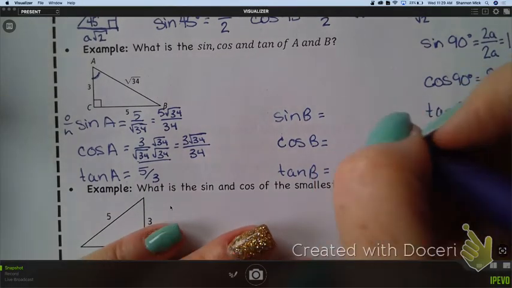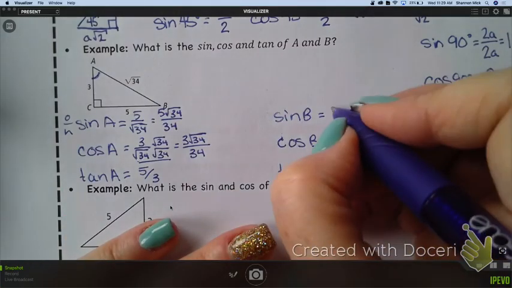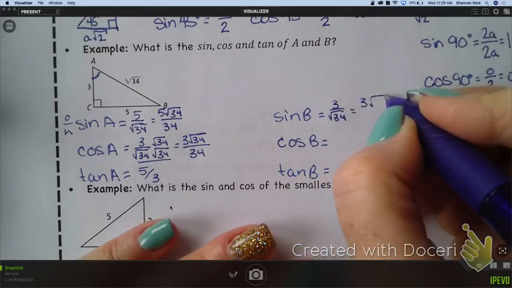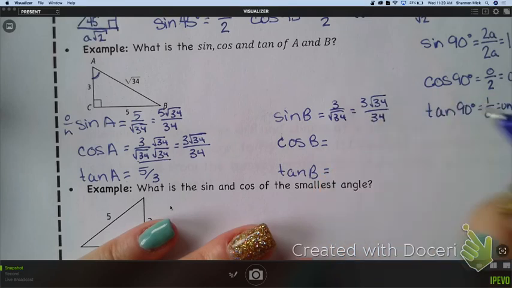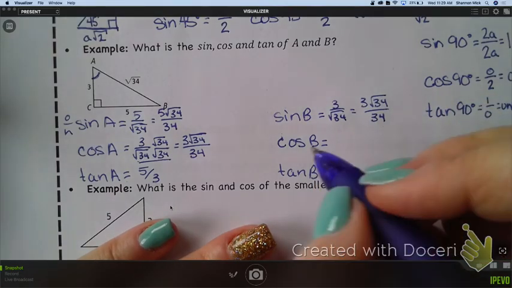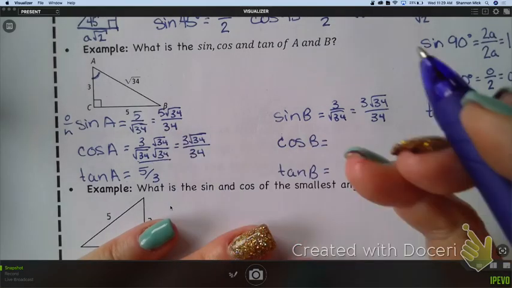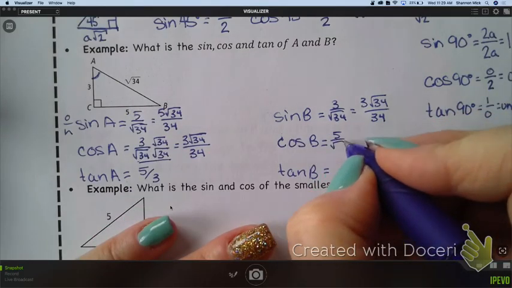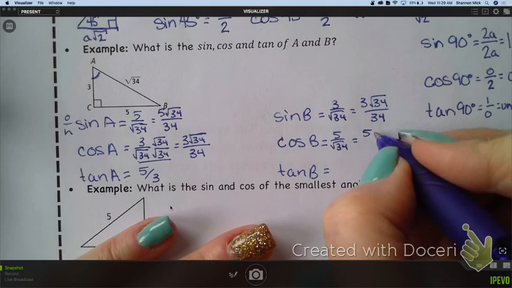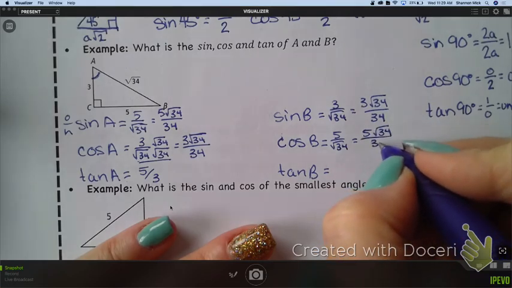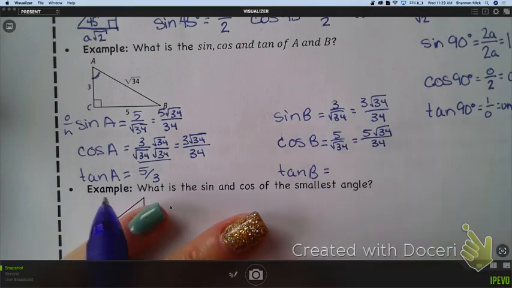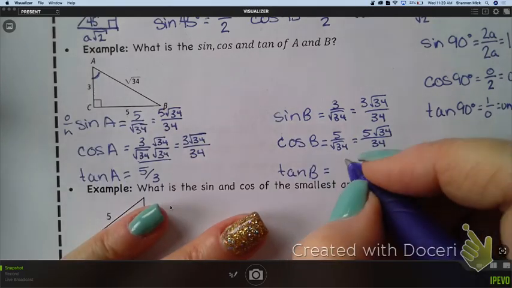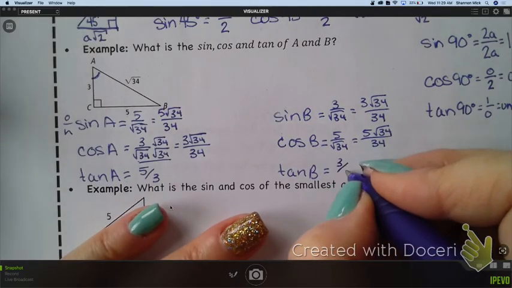Okay, sine of B. So it's going to be 3 over the square root of 34, which we got to rationalize as 3 square root of 34 over 34. Well, cosine of B better be the same as the sine of A, right? So cosine of B is adjacent, so it's 5 over square root of 34, which is 5 square root of 34 over 34. And the tangent of B better be the reciprocal of the tangent of A, right? Well, adjacent to B is 5, opposite is 3. So I get 3 over 5. And are they the reciprocal? Yep.